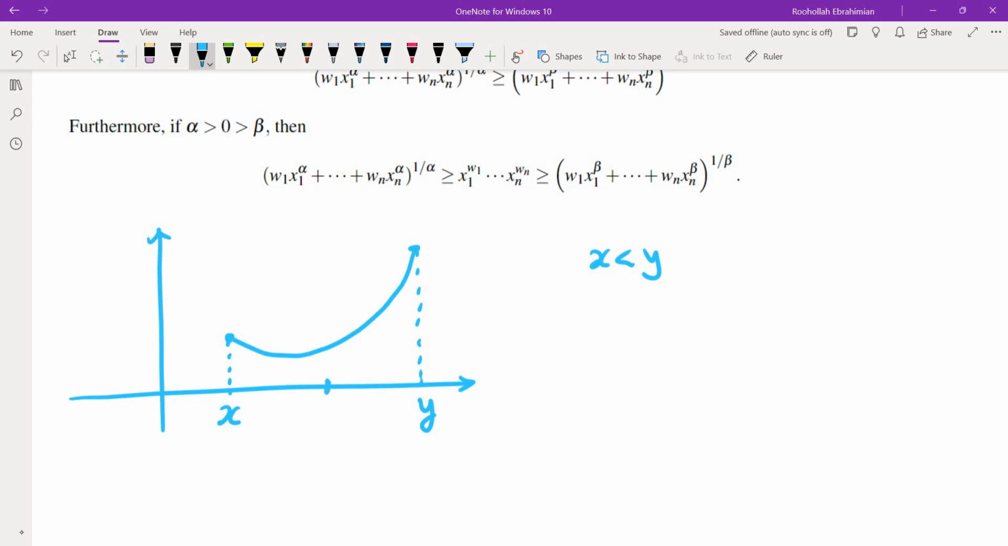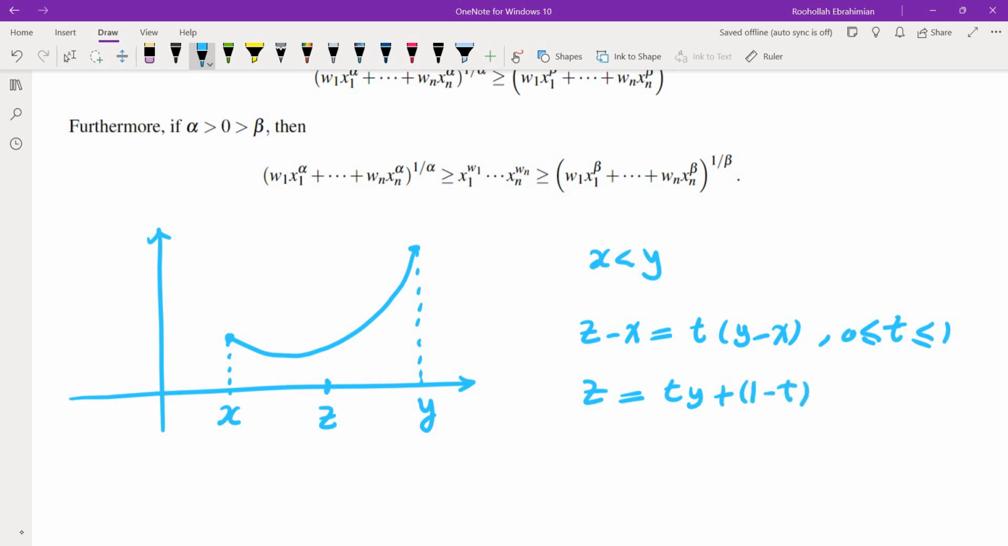If you take some point in between, let's call that z. We know that z would be a linear combination of x and y. In other words, you can write down z minus x as t times y minus x for some t between 0 and 1. So evaluating this, we get z is equal to ty plus (1 minus t)x. Now, this is the point z. So this length right here is just f of that.